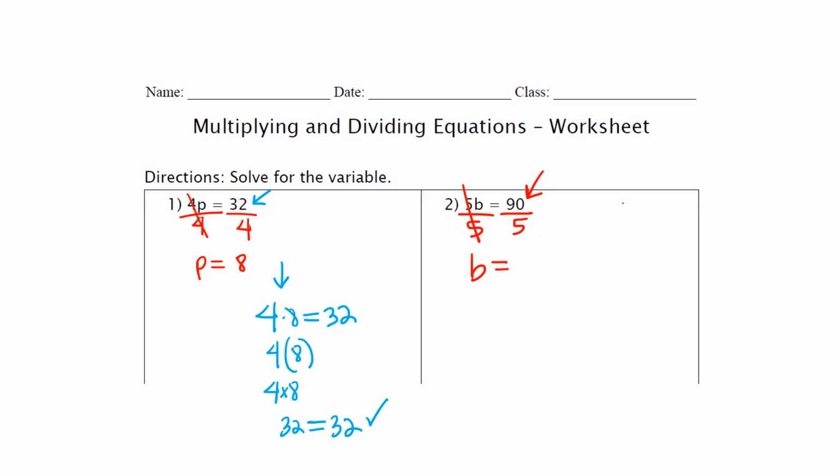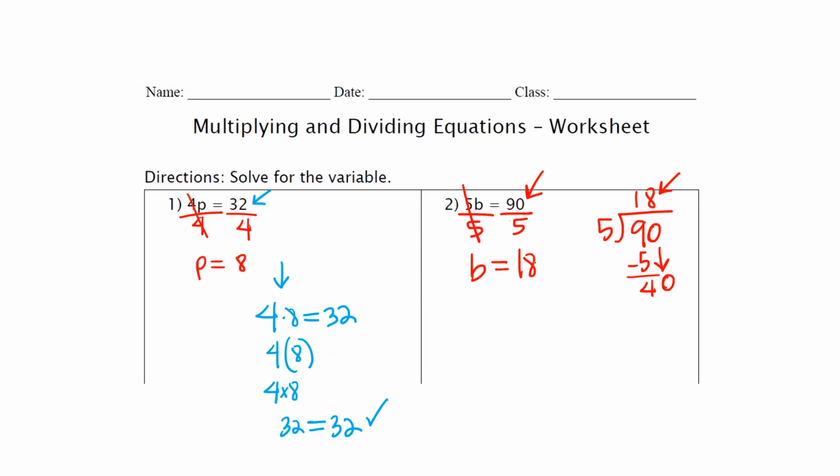So this is like saying, put 5 on the outside and put 90 underneath. Now you're going to divide 5 into 90, and you would get 5 goes into 9 one time. You subtract, you get your 4, bring down 0. And then 5 goes into 40 8 times. So you get 18. So b equals 18.